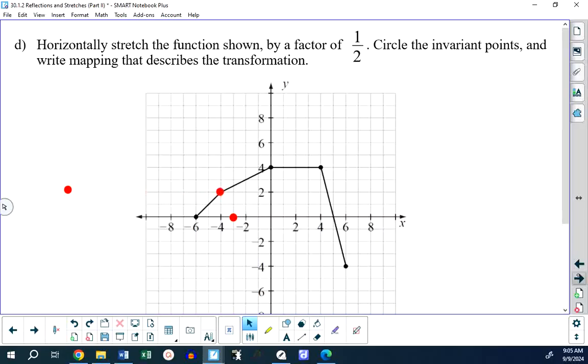This point on the original is 4 away. Half of 4 is 2, so it will be there. This point, of course, will not move because it is 0 away, and if we multiply 0 by 1/2, we still get 0. Next one, 4 away. Half of 4 is 2. Six away, half of 6 is 3. So this is what we are looking at.